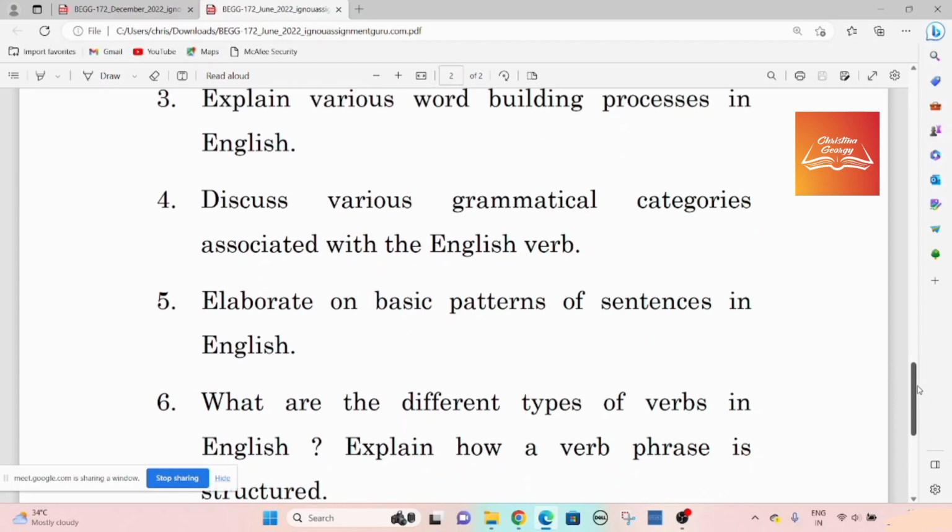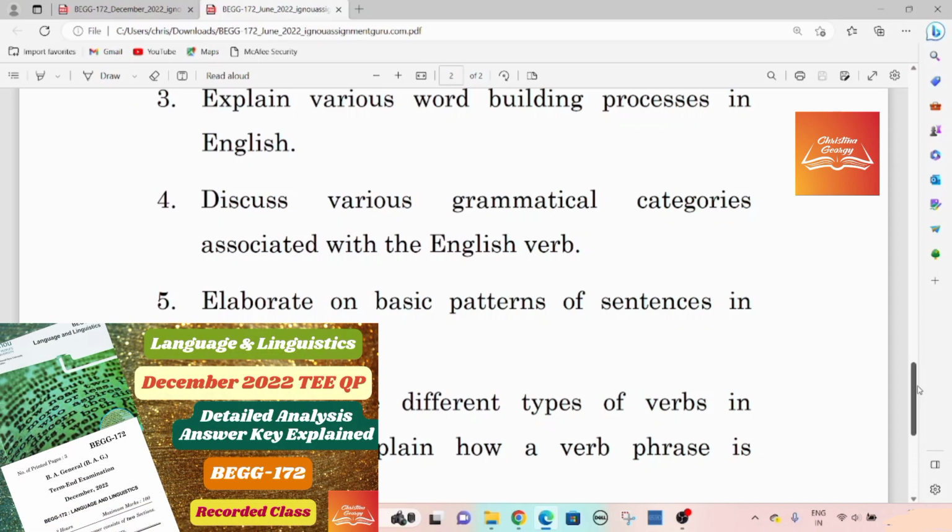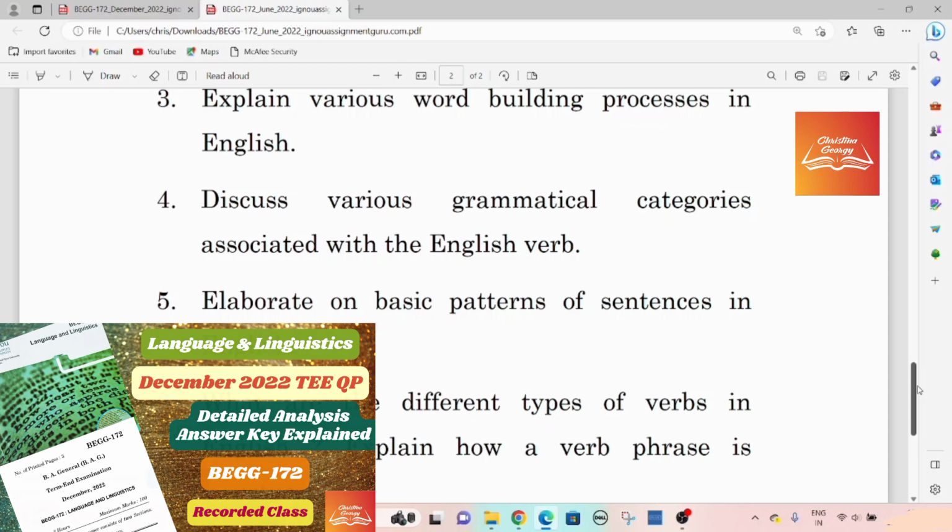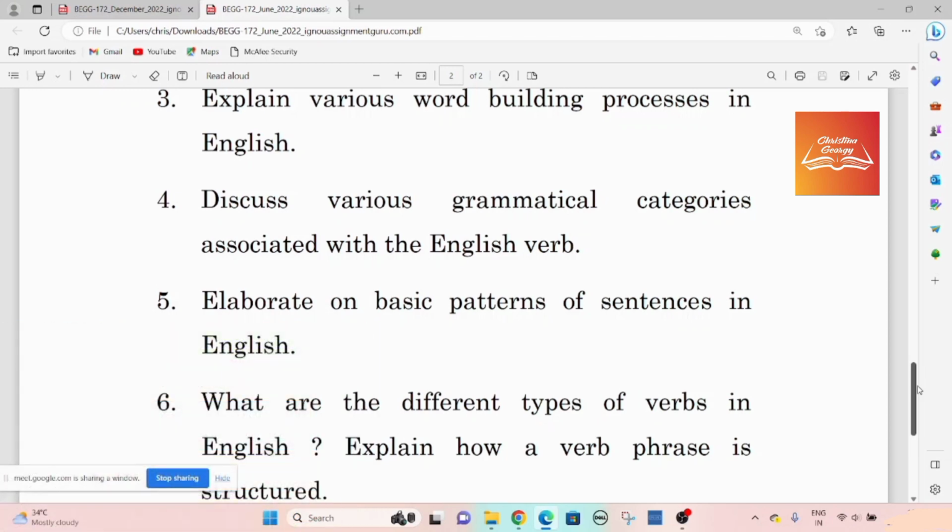Moving on to the third question, explain various word building processes in English. Have you seen this question before? Of course, we saw this question as part of the December 2022 question paper. See, I told you there could be repeated questions, and this is a very quintessential example. Remember, block 3, unit 1, section 1.5. Please do prepare effectively.